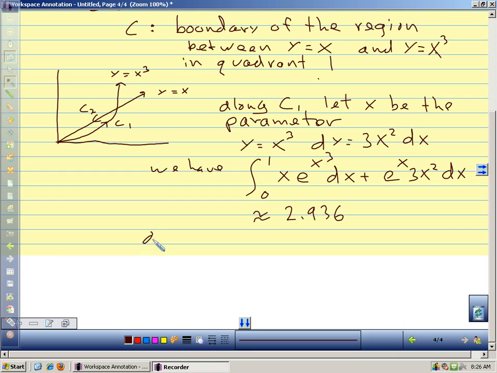Now along C2, I'm going to let x be the parameter again. X goes from 0 to 1. I'm sorry, from 1 to 0. I did that backwards. So I'm starting up here and going down here. So x varies from 1 to 0, and y equals x. So dy equals dx.